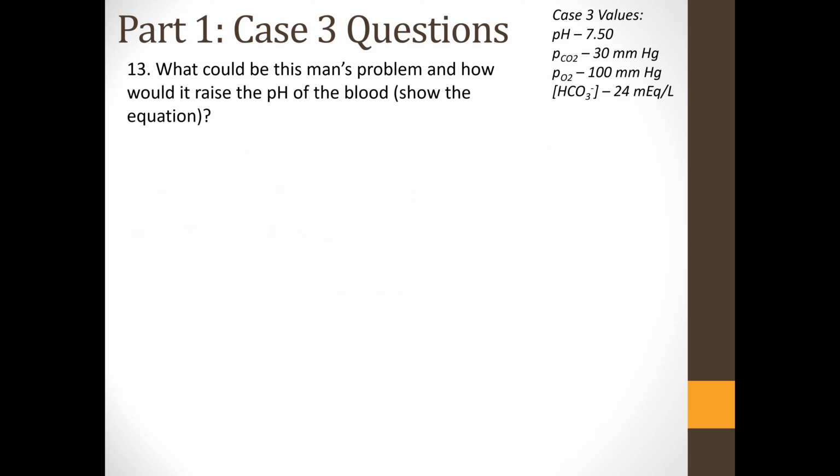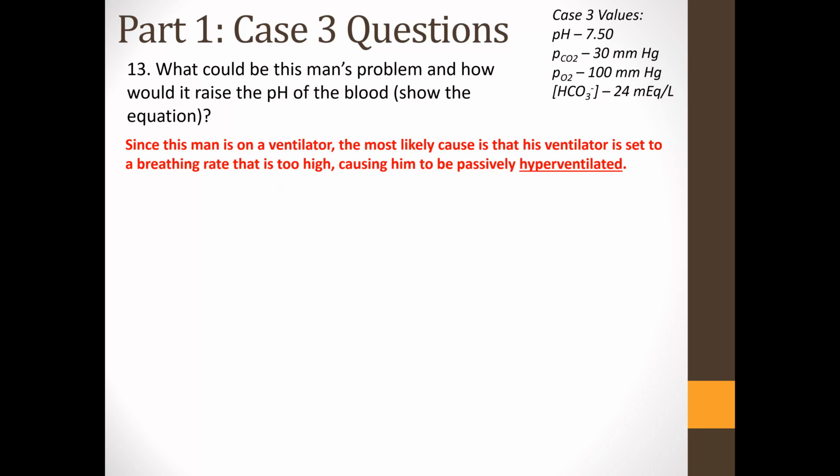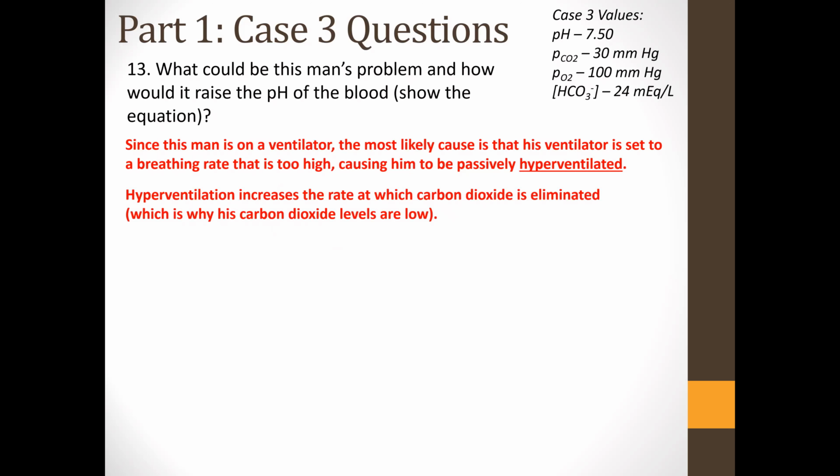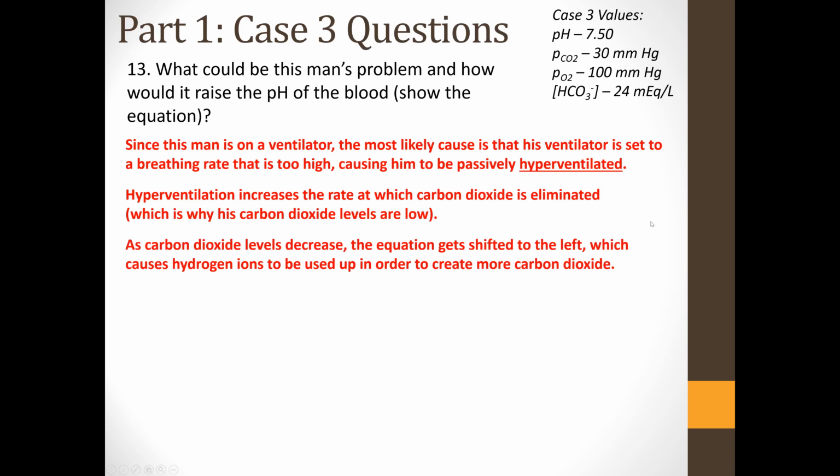So number 13, what could be this man's problem and how would it raise the pH of the blood? Show the equation. Since this man is on a ventilator, the most likely cause is that his ventilator is set to a breathing rate that is too high, causing him to be passively hyperventilated. Hyperventilation will increase the rate at which carbon dioxide is eliminated, which is why his carbon dioxide levels are lower than normal. As carbon dioxide levels decrease, the equation gets shifted to the left.